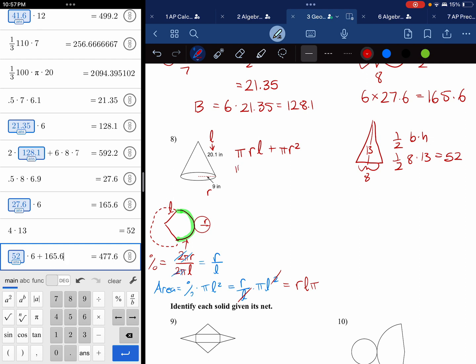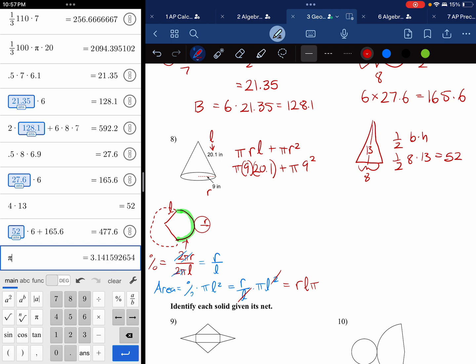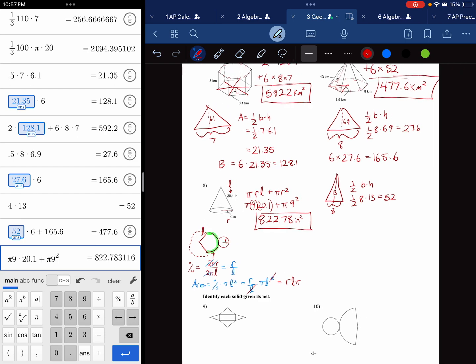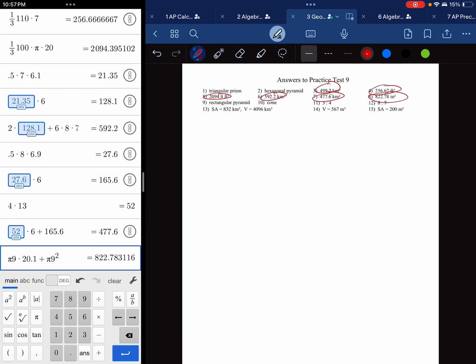This is going to be pi times r, which is 9, times l, which is 20.1. L stands for slant height. I just don't want to use an s because my 5's and s's look too similar. Plus pi times 9 squared. Just type this in, and we're done. We get pi times 9 times 20.1, and we add that to pi times 9 squared. And I get 822.78. The units here are going to be inches squared. 822.78 for number 8.